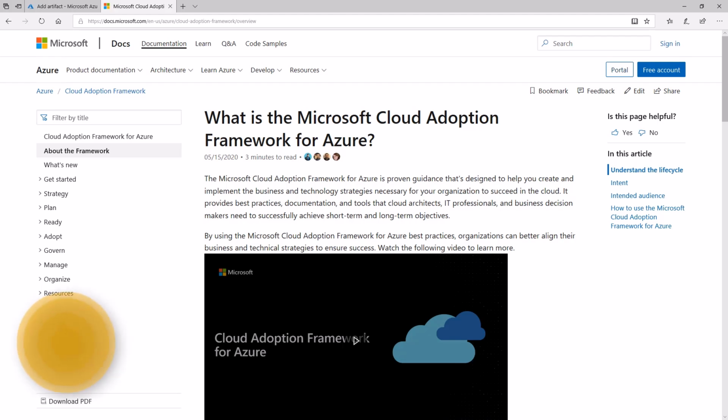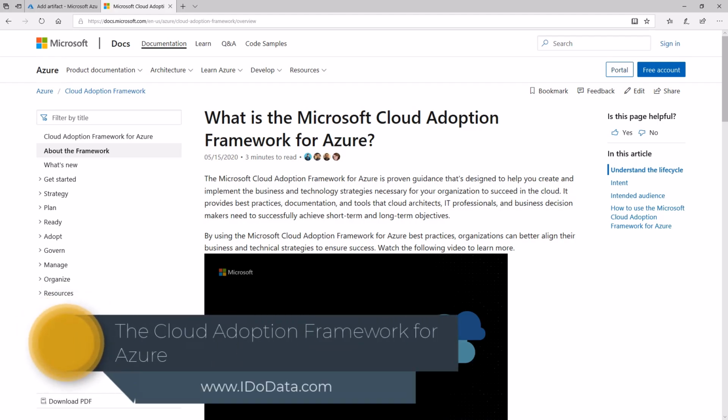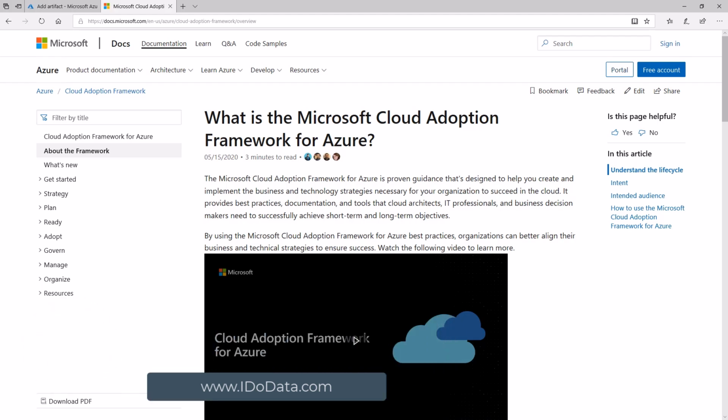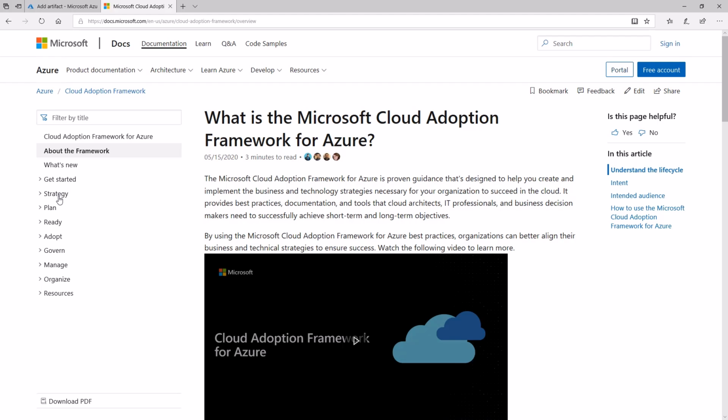In this video, we're going to have a look at the Cloud Adoption Framework for Azure. It's proven guidance for successful business and technology strategies. It comes in lots of parts, but the 5 main stages are strategy, plan, ready, migrate to the cloud, and innovate. These last 2 are under the heading of adopt.